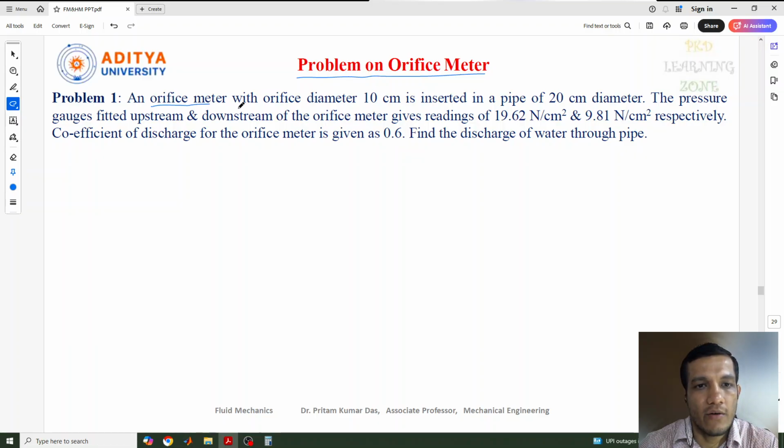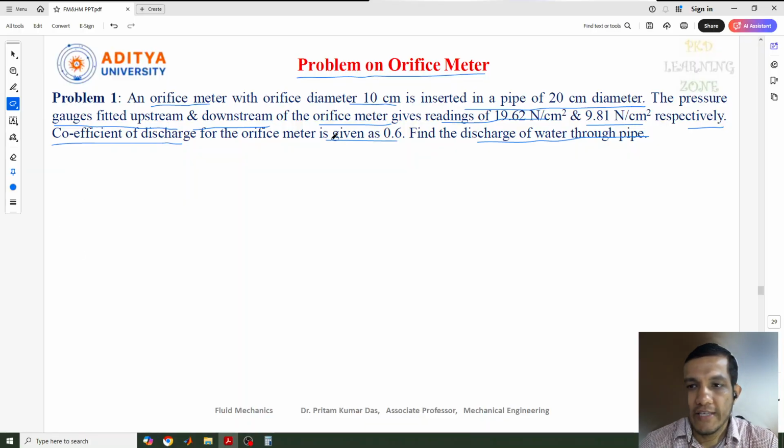An orifice meter with a diameter of 10 centimeter is inserted in a pipe of 20 centimeter diameter. So see, the pipe diameter will be more and the orifice diameter will always be less. The pressure gauges fitted upstream and downstream of the orifice meter give readings of 19.62 Newton per centimeter square and 9.81 Newton per centimeter square respectively. This is the pressure value. The coefficient of discharge of the orifice meter is given as 0.6. Find the discharge of water through the pipe. We need to find out the discharge.